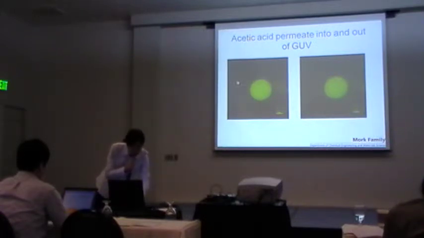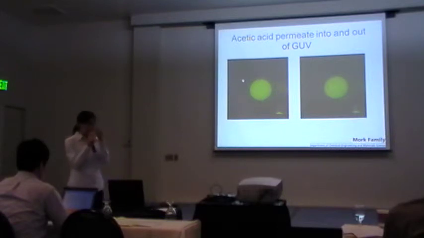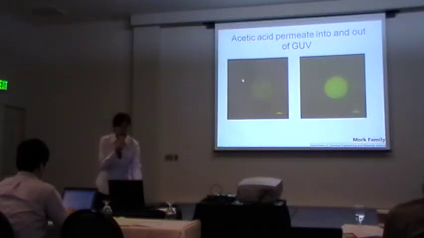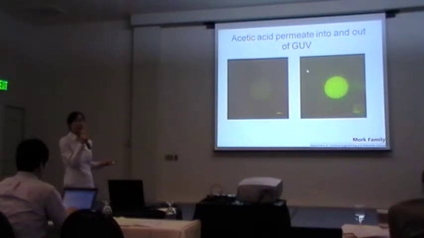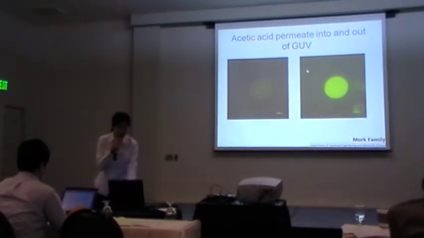This shows how the fluorescence intensity changes inside the GOV when the acetic acid permeates into and out of the GOV. As you can see, as the acetic acid permeates out of the GOV, its fluorescence intensity becomes brighter and brighter. So by tracking the fluorescence intensity change rate inside the GOV, we can estimate how fast the carboxylic acid can transport into the GOV.